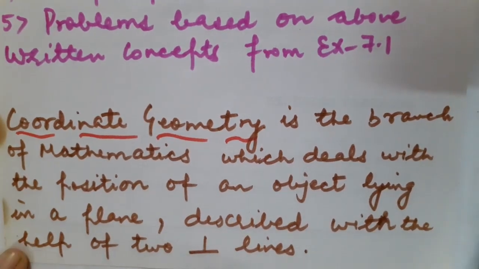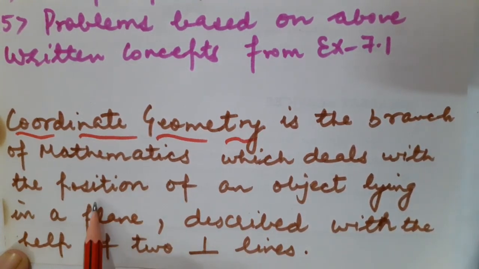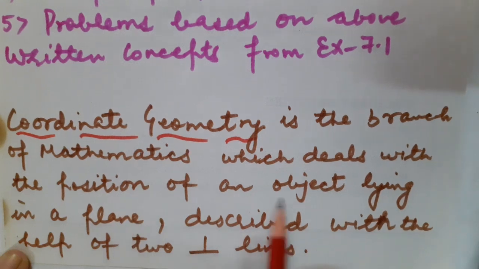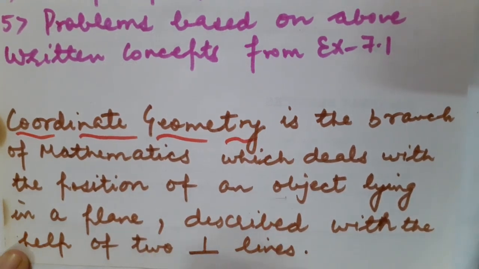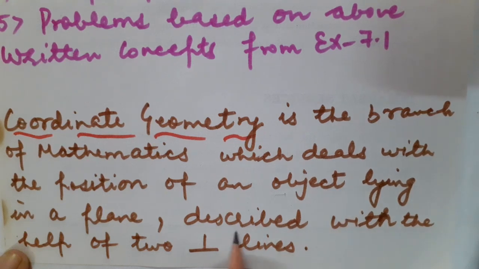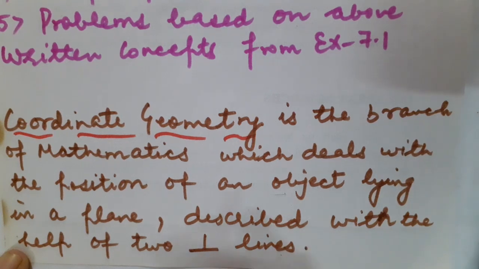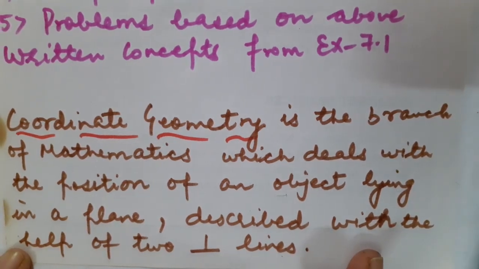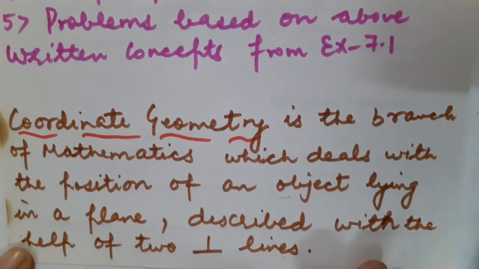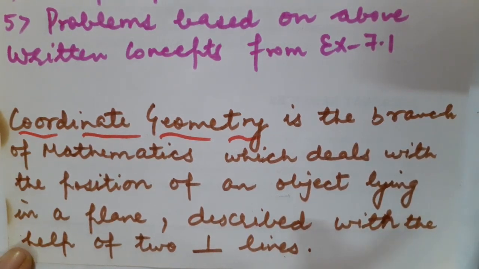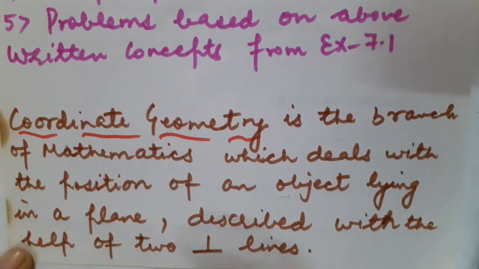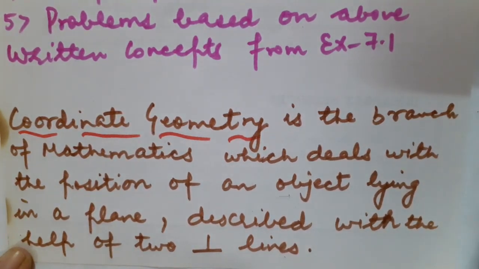Fine. So basically, through this definition, you may have come to know that in coordinate geometry, we are going to discuss the position of any object which is lying in any plane figure, and definitely it will be described with the help of two perpendicular lines. Fine. Basically what we are going to do in coordinate geometry, we will be dealing with the coordinates. And definitely children, you will have to plot the coordinates in the Cartesian plane, and after that we can go for the position of those coordinates. Fine. And definitely we are going to describe them with the help of two perpendicular lines.